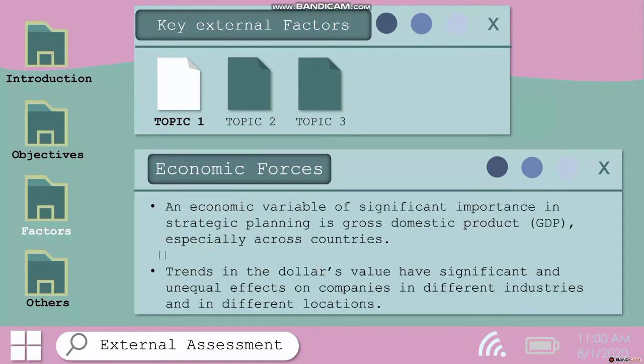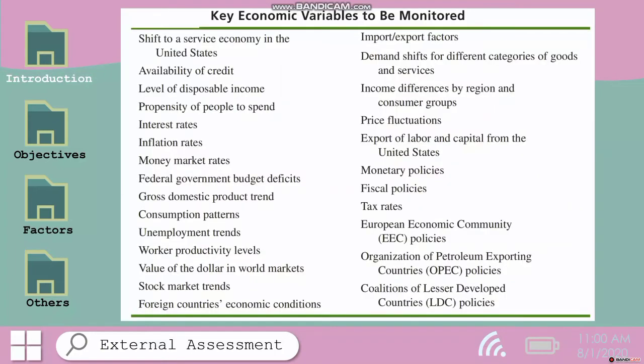An economic variable of significant importance in strategic planning is gross domestic product, especially across countries. Trends in the dollar's value have significant and unequal effects on companies in different industries and in different locations. So these are the key economic variables to be monitored.